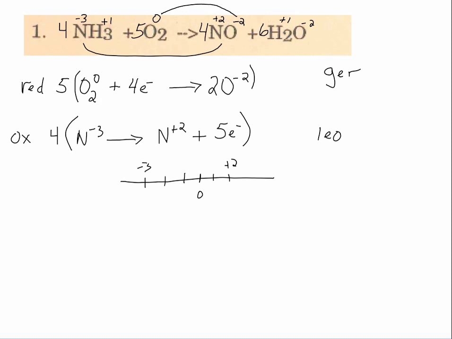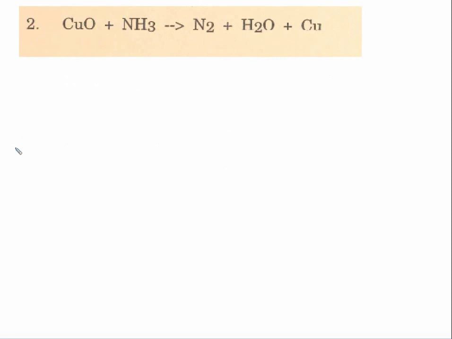All right, so that ended up balancing that equation. Okay, let's look at another one here. Step 1, assign oxidation numbers. Oxygen is -2, copper's +2. Hydrogen's always +1 unless it's with the metal. That makes this nitrogen -3. This nitrogen is 0. That's +1.